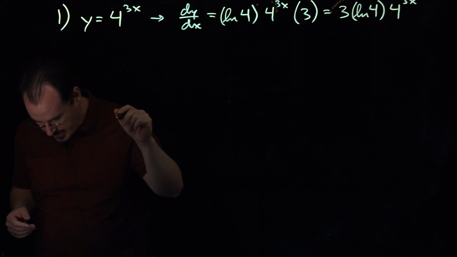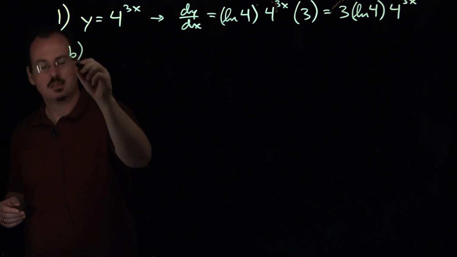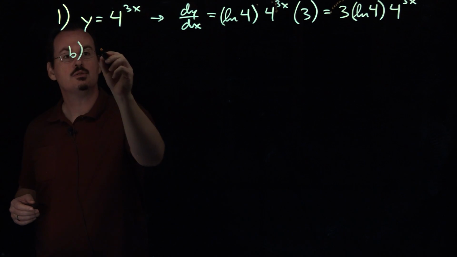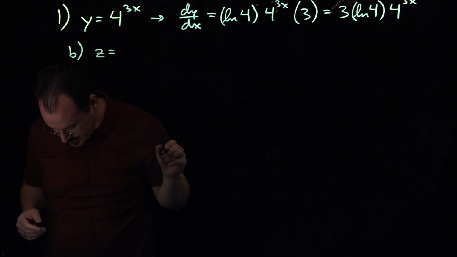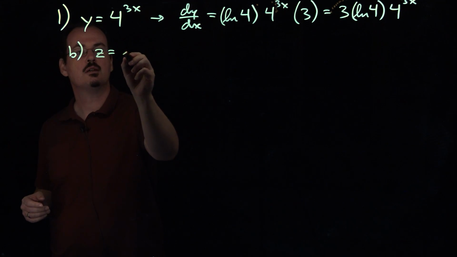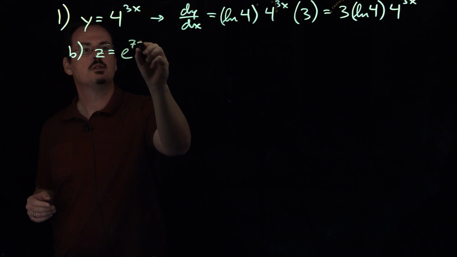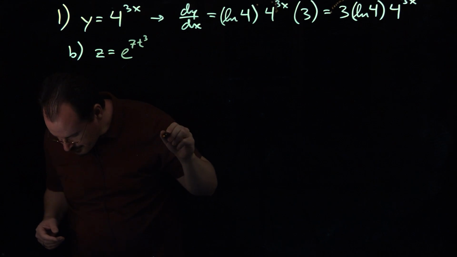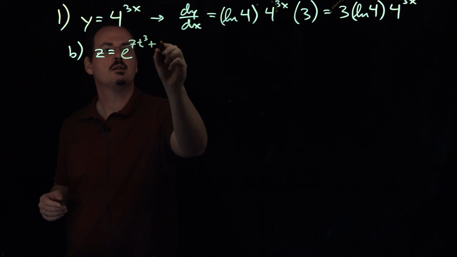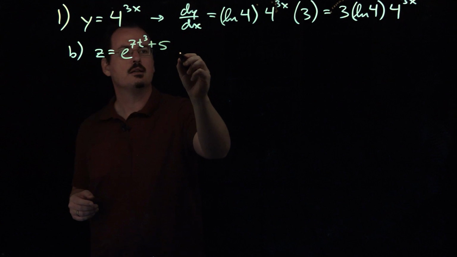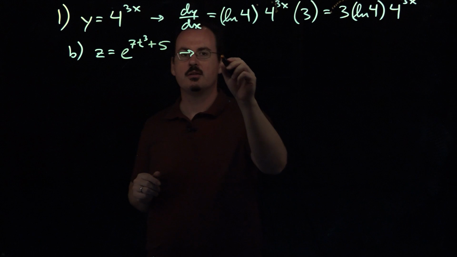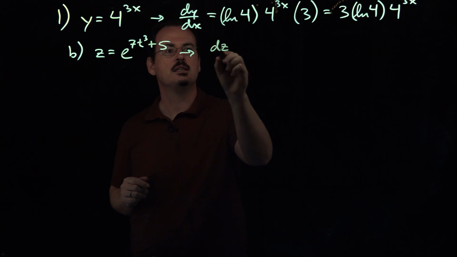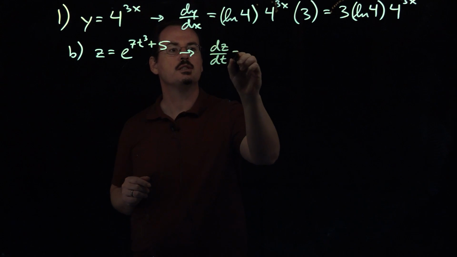So that's part A. Then part B, we've got z is equal to, I'll try to squeeze all of these on the same screen, I'm not sure I'll be able to, e to the 7t to the third plus 5. Okay, so again, let's get our notation correct. This is z. T is the independent variable here, so the derivative is called dz dt in Leibniz notation.